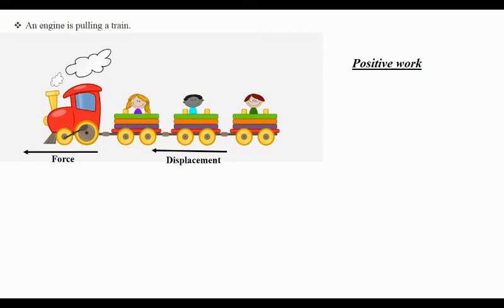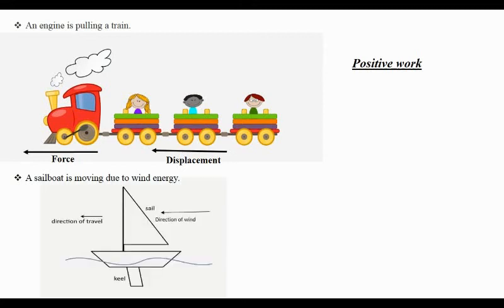Now let's see another example. A sailboat is moving due to wind energy. In that case, the direction of the wind and the direction of displacement are the same, and the force applied by the wind is also in the forward direction. Both are in the same direction, so the angle between them is 0 degrees, which means the work done in that case is positive, similar to the engine pulling a train. In both cases the work is positive.